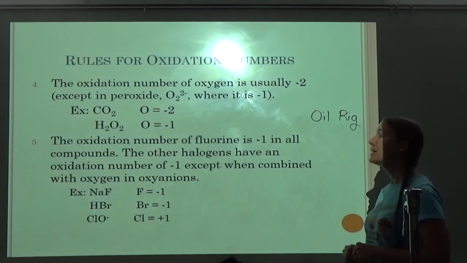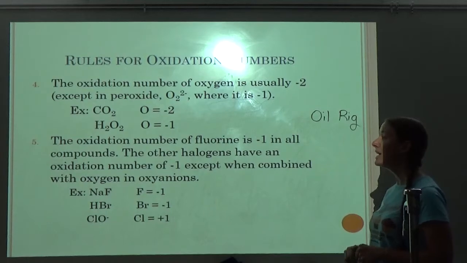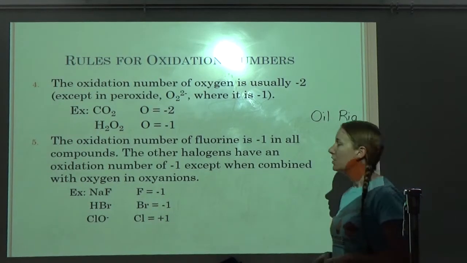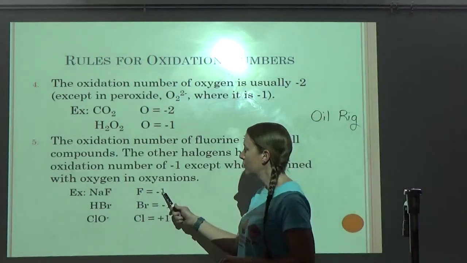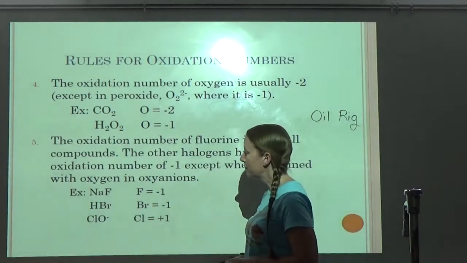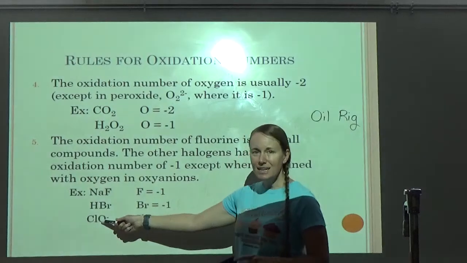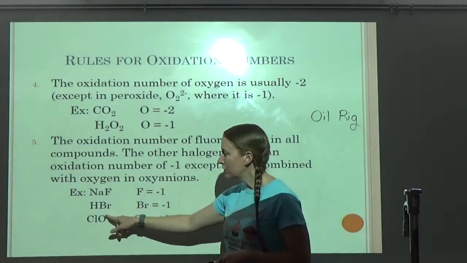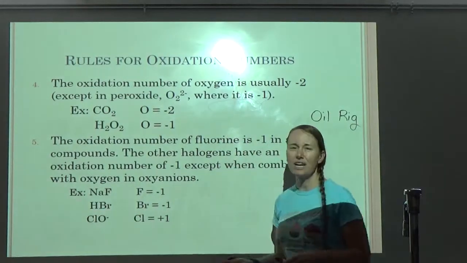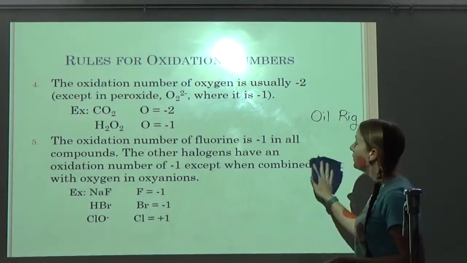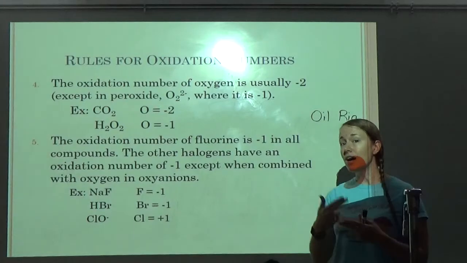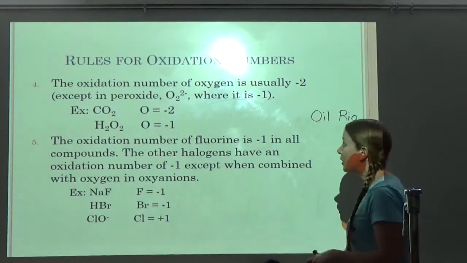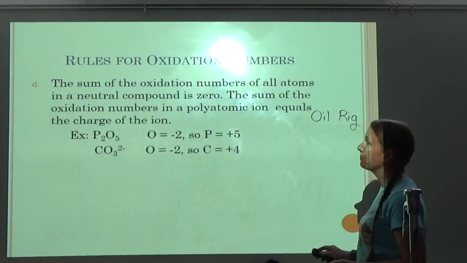All other halogens have an oxidation number of negative 1, except when combined with oxygen in oxyanions. Okay, so here fluorine's negative 1, here bromine's negative 1, but here oxygen is negative 2. So to have a negative 1 charge overall, fluorine actually has to be positive 1. So when you have a halogen with oxygen, oxygen's negative 2 oxidation state is what you use to figure out what the halogen would be.